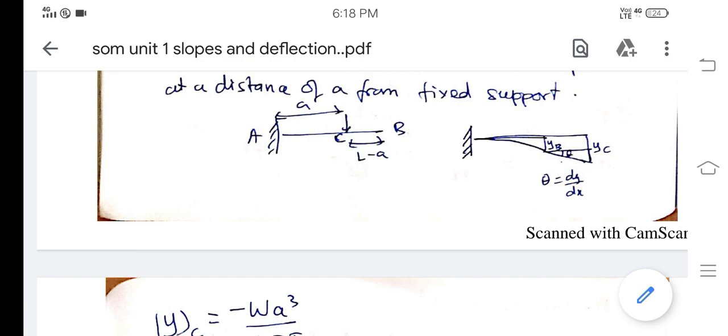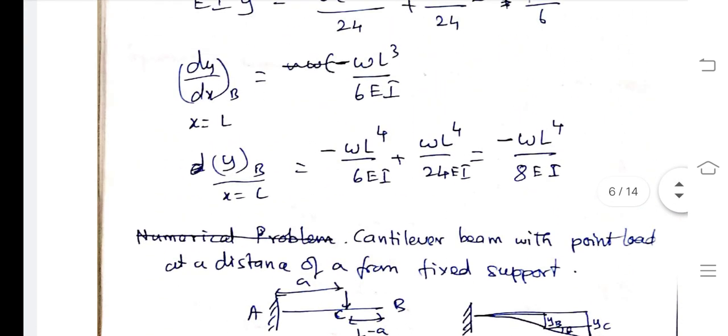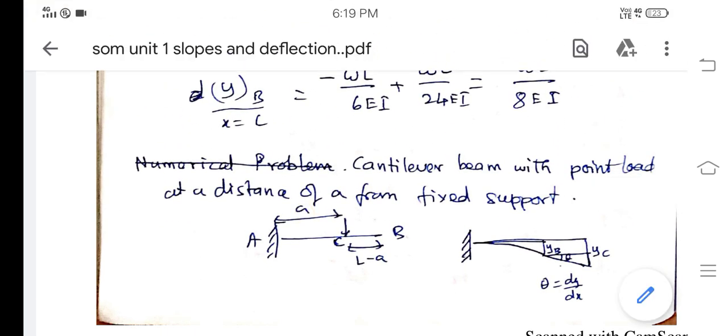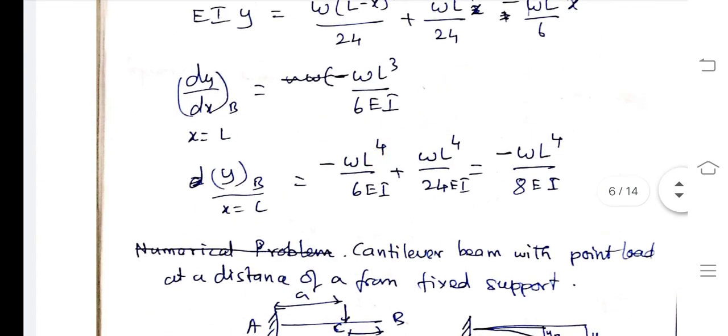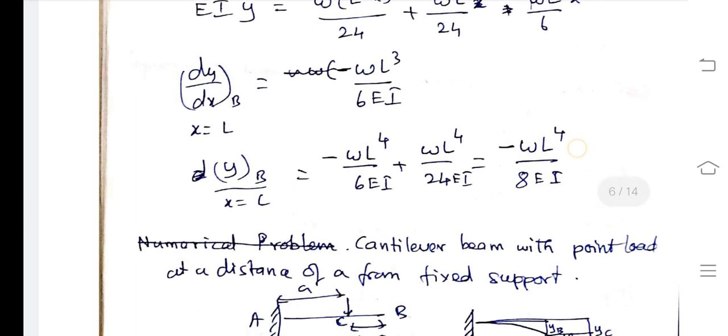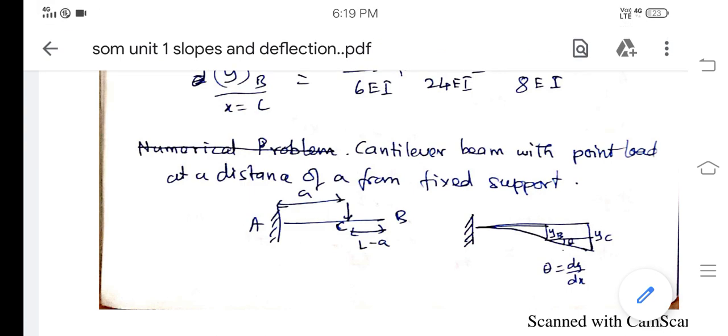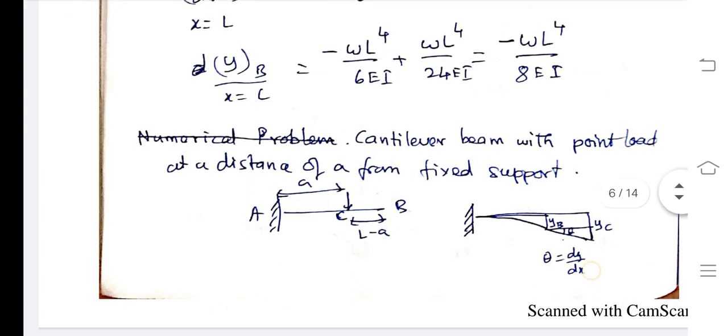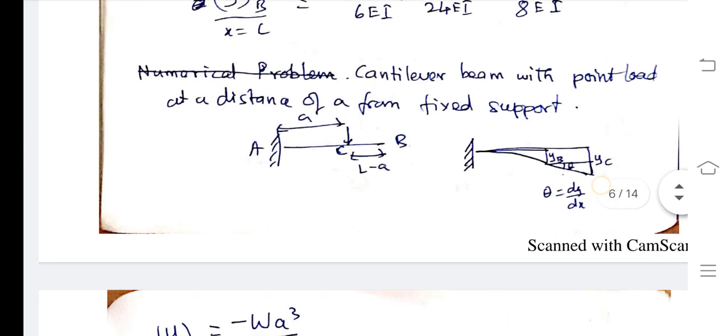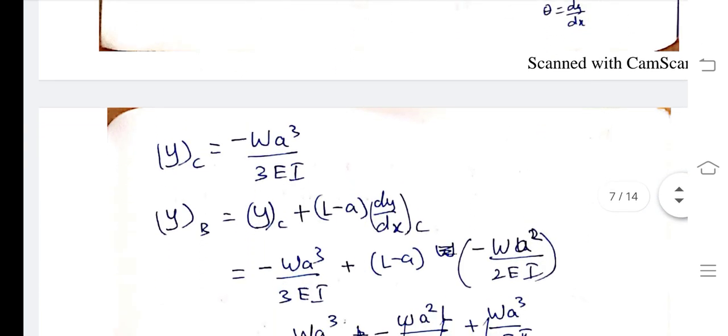At point C, the deflection is YC, and you can substitute in this formula. The distance AC is nothing but small a. So you can substitute a instead of L here, and write the same equation for YC. And then to find YB, you have to see that there is a right angle triangle formed, and here YC is minus W a cube by 3EI.